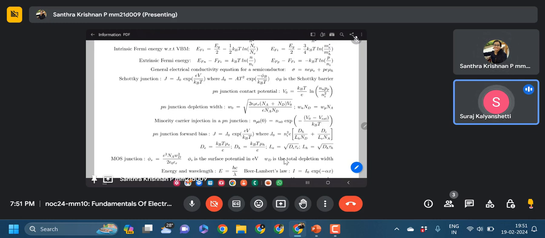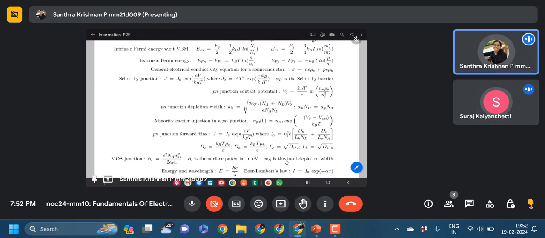N type carrier in the N side, and PP is your P hole concentration in the P side, correct? If you note it down, it's a direct substitution. Have you noted down? Direct substitution.